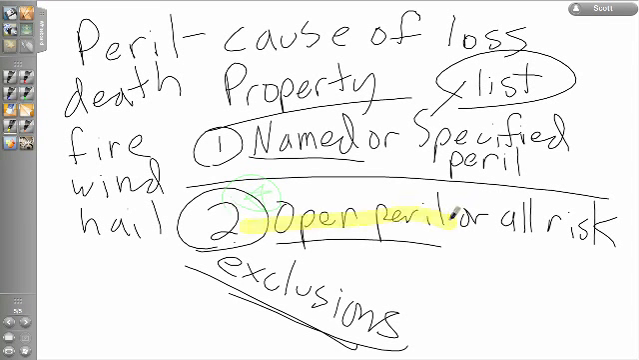Why? Because they have to exclude everything they don't want to cover, and if they don't list it as an exclusion, it's going to be covered. Okay, so up here, they just had to name the perils. If it wasn't a named peril, it's not covered. Well, down here, if they don't exclude it, it's covered. So these open peril or all-risk policies are going to have many more exclusions than a named or specified peril policy.